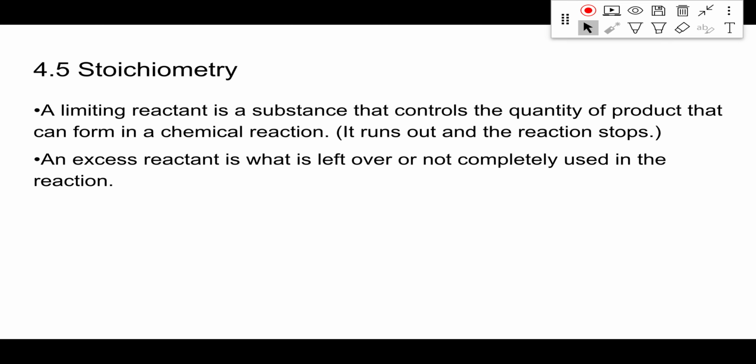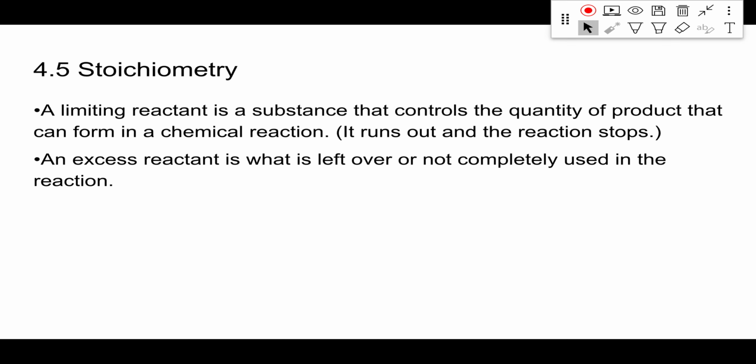And so in every type of reaction, except for decomposition, we have to make sure that the question is asking us about limiting and excess reactants. Most of the time in AP chemistry, they will mix these into other complicated problems, and we have to understand what those terms even mean. So just for basic definitions, a limiting reactant is a substance that controls the quantity of the product that can form in a chemical reaction. An excess is what is left over and not completely used in a chemical reaction.